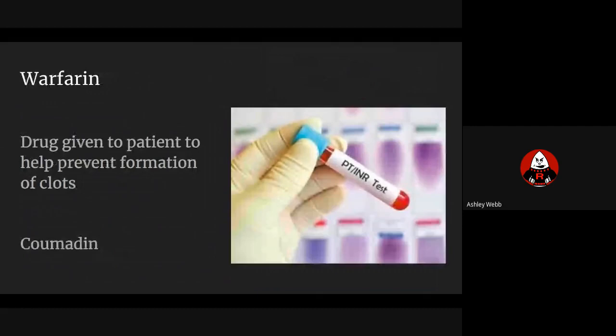Warfarin is just another name for Coumadin. It varies based on the branding, but it's essentially the same drug. It's a drug given to patients to help prevent the formation of clots.